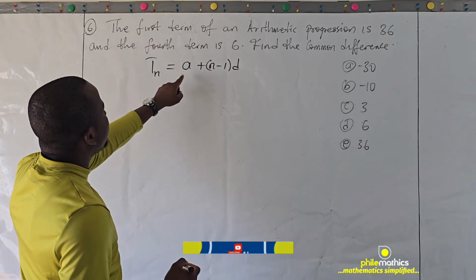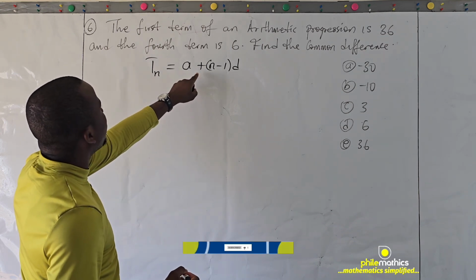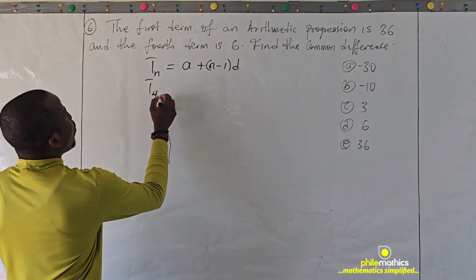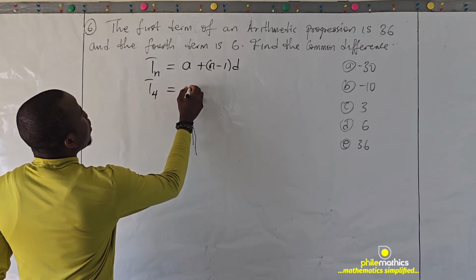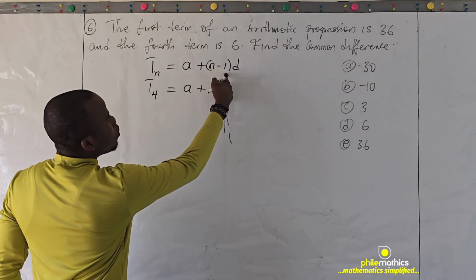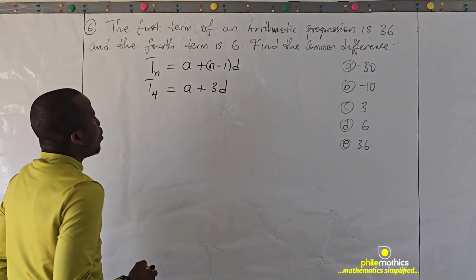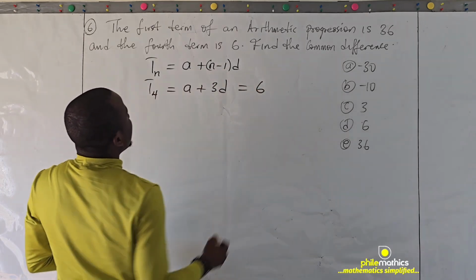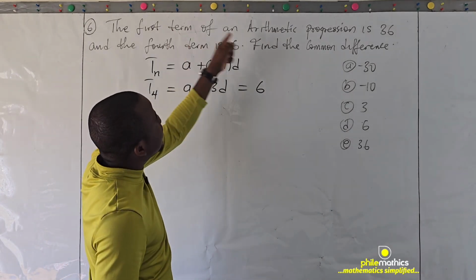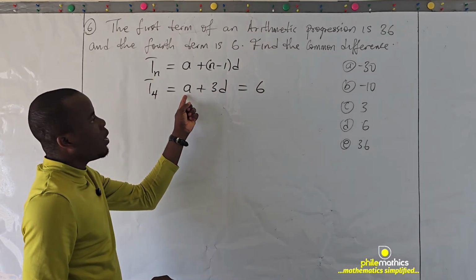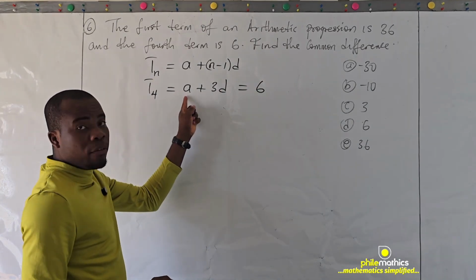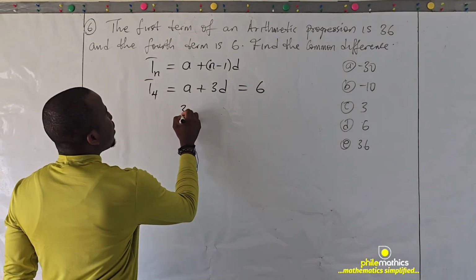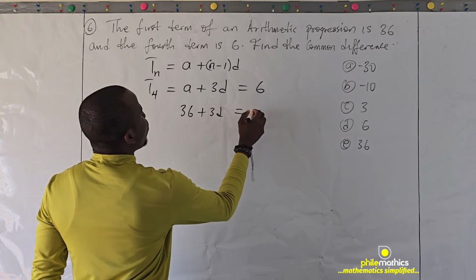We are given that the first term is 36 and the fourth term is 6. Fourth term, T4, simply means a plus (4 minus 1)d, which is a plus 3d. We're already told that the fourth term is 6. Now, we are given that the first term is 36. So we substitute a as 36, because a stands for the first term and d stands for the common difference, which we are looking for. So 36 plus 3d equals 6.